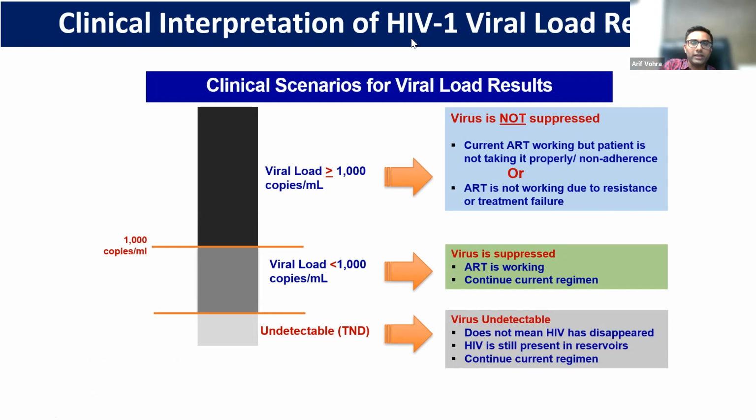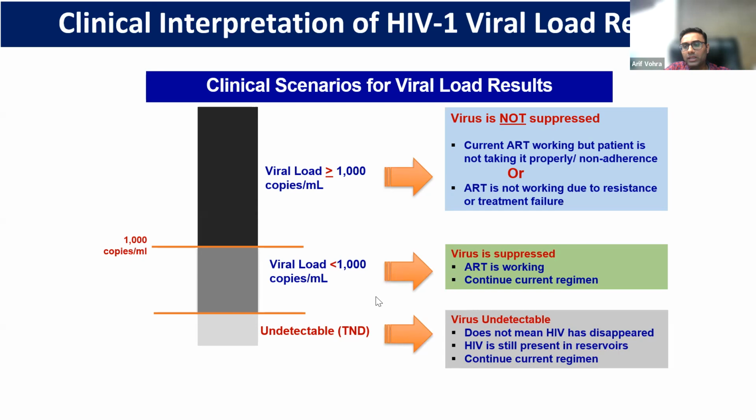Now, how do we classify these viral load copies? If the viral load is more than 1000 copies per ml, it suggests that the virus is not suppressed. Then viral replication is still there in the body. That means either the child is not adherent to the treatment or the ART is not working. So there are two scenarios. What we want is less than 1000 copies per ml, which is a good viral suppression, the ART is working, and we continue the current regimen.